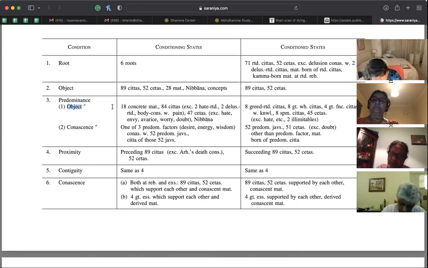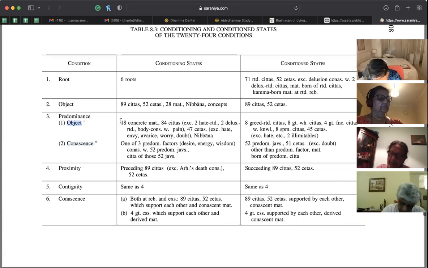Predominance condition is the condition which allows the formation of an element of a higher power within the arisen states. It operates as object, arammana, through 18 concrete matter.